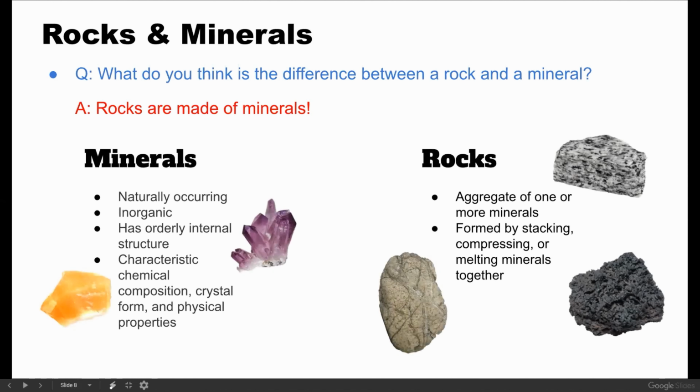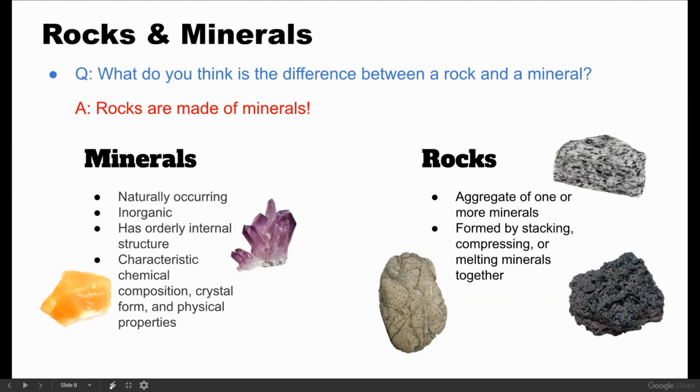So what do you think the difference is between a rock and a mineral? Basically, rocks are made up of minerals. So minerals are going to be the building blocks of the rocks, like an atom is the building block of matter. Cells are the building blocks of people, of organisms. Minerals are the building blocks of rocks.